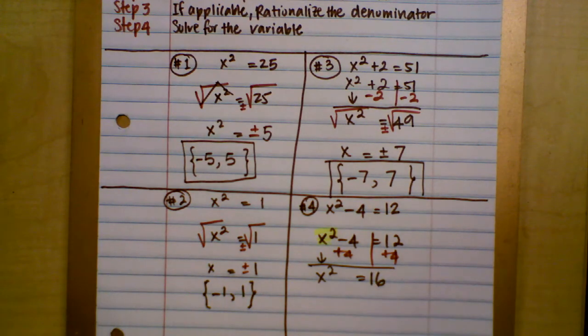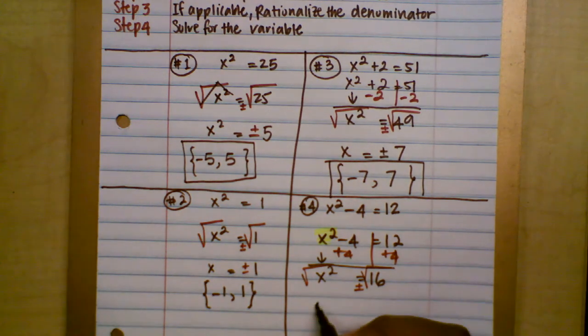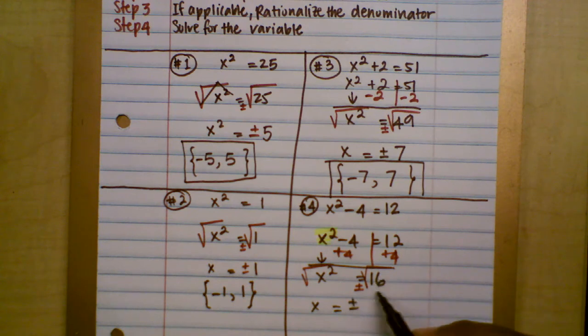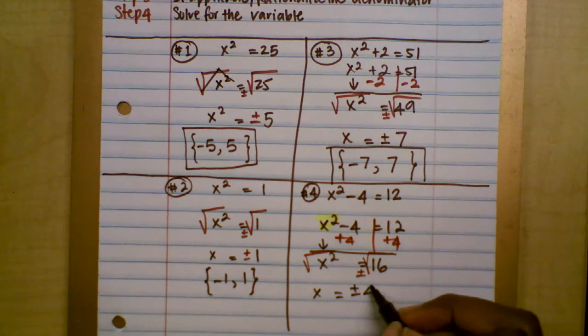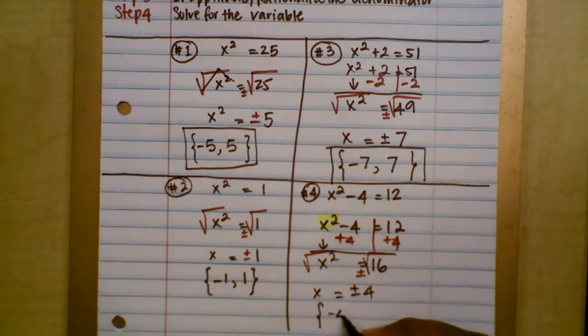Now the next step is step 2. You want to undo the square by taking the square root on both sides. Make sure you include the plus and the minus on the right side of the equal sign. So you have x equals minus and plus, and 16 is a perfect square. What number do I square to get 16? It's 4. So again, you have two solutions, -4 and +4.